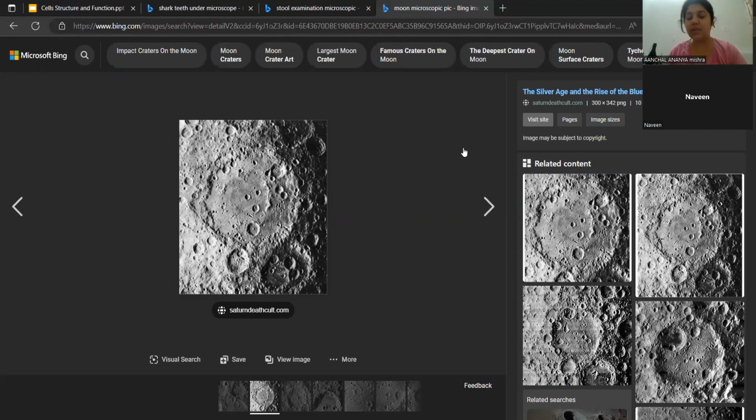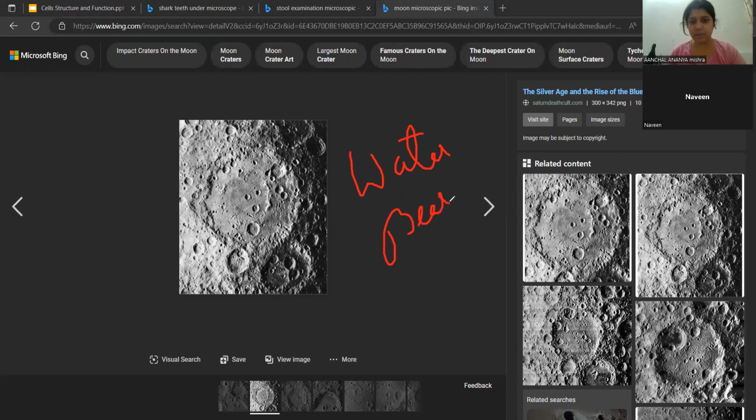Wait, can I see a water bear? Water bear? Yeah, you're asking this, just let me write it. Water bear. That's a real life animal. You want to see this? See, why do you need to see a water bear under a microscope? Tell me.